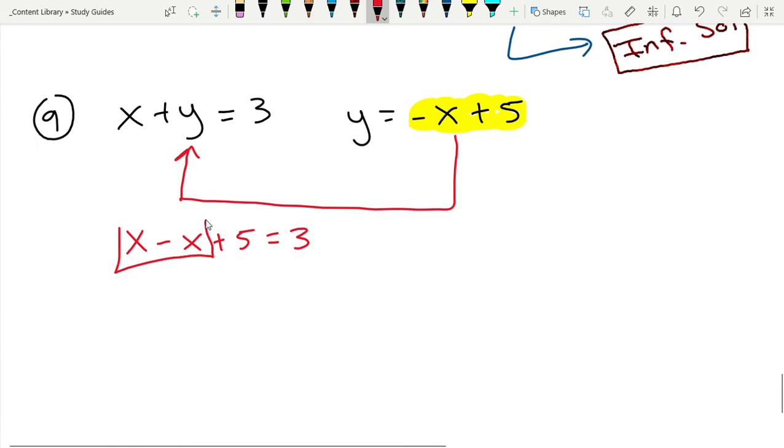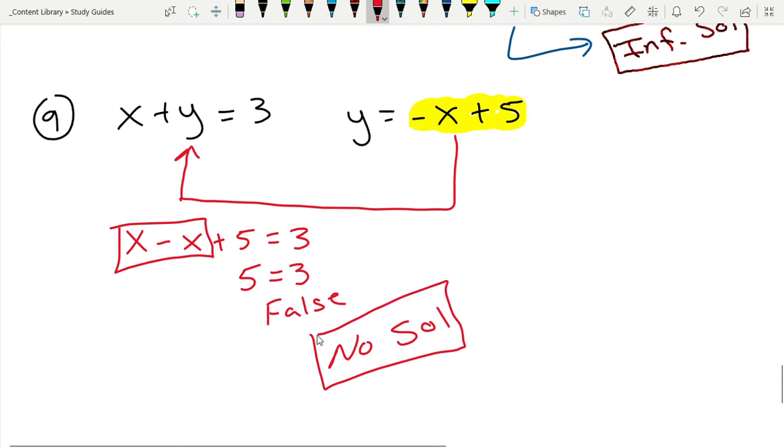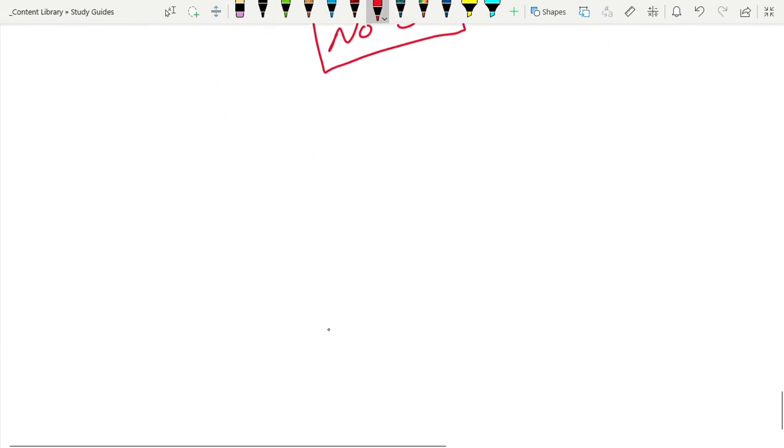So I combine like terms. X minus x is nothing. I get 5 equals 3. That doesn't make sense. That's false. So therefore, this is no solution. Which means that, they don't ask you in there, but that means that this technically is a pair of parallel lines.